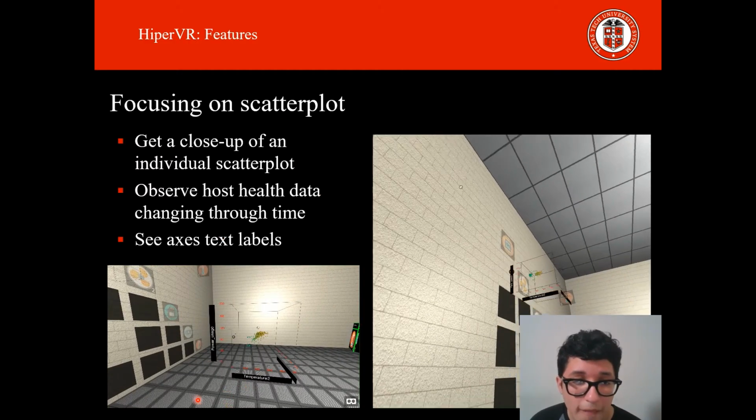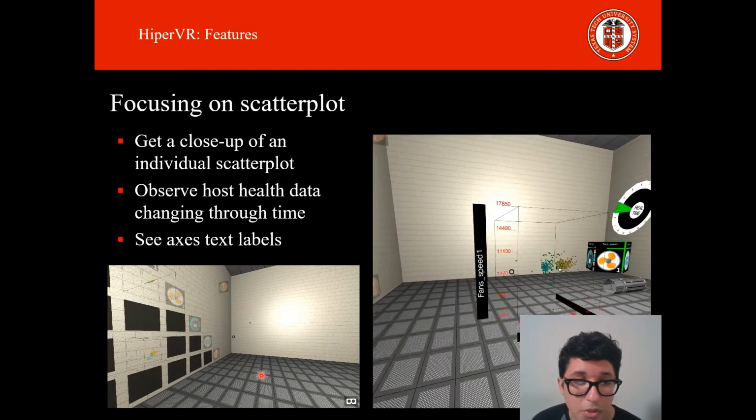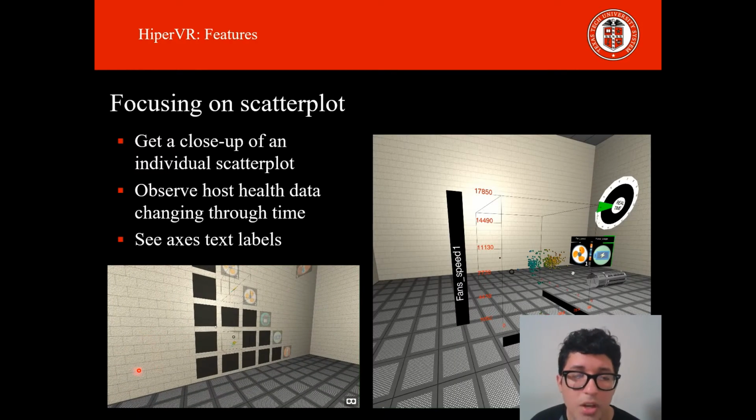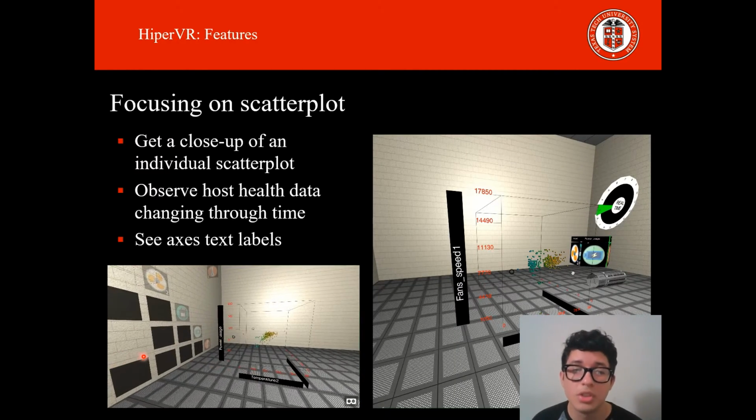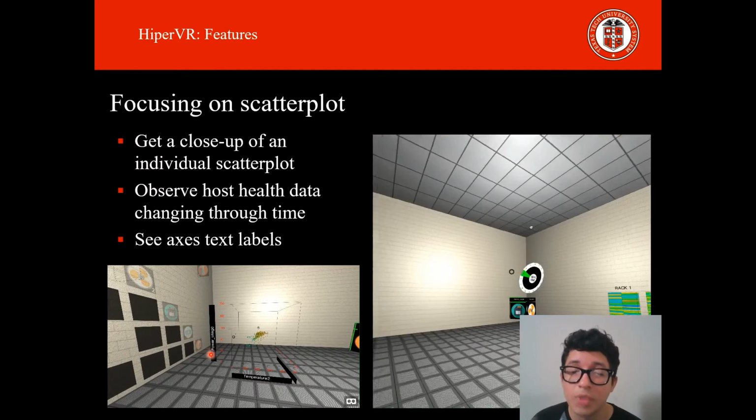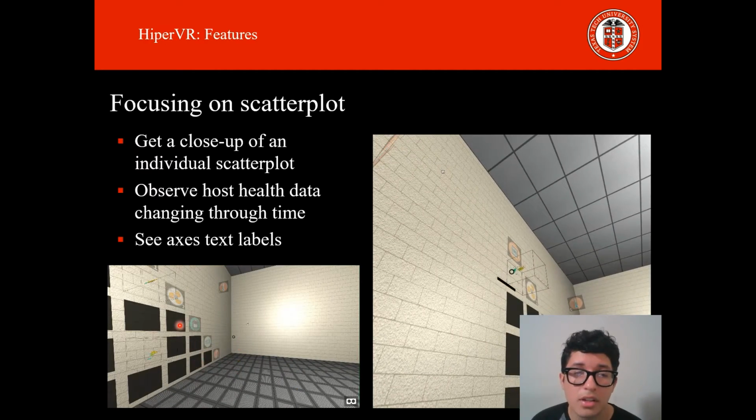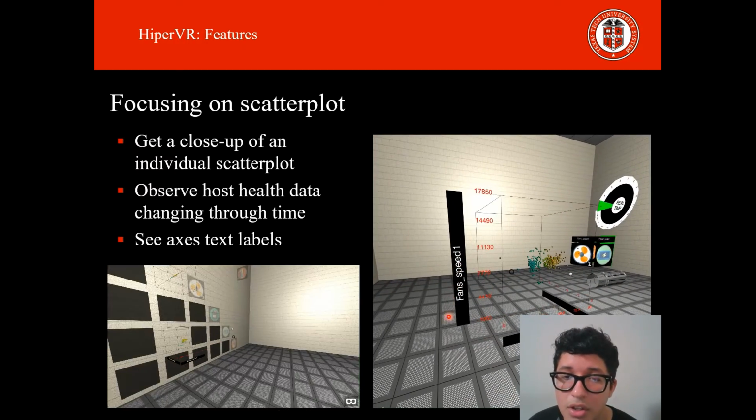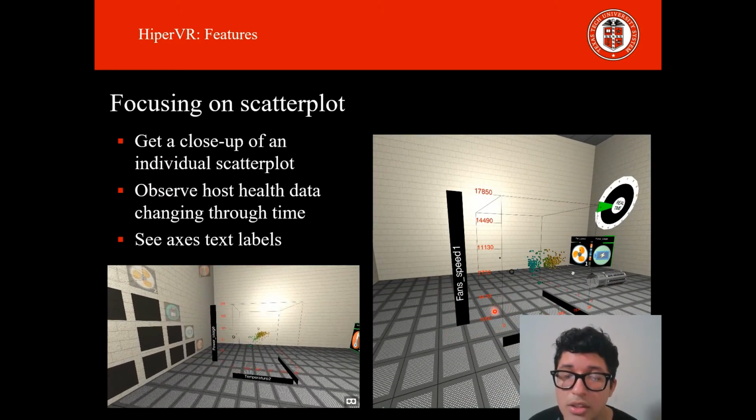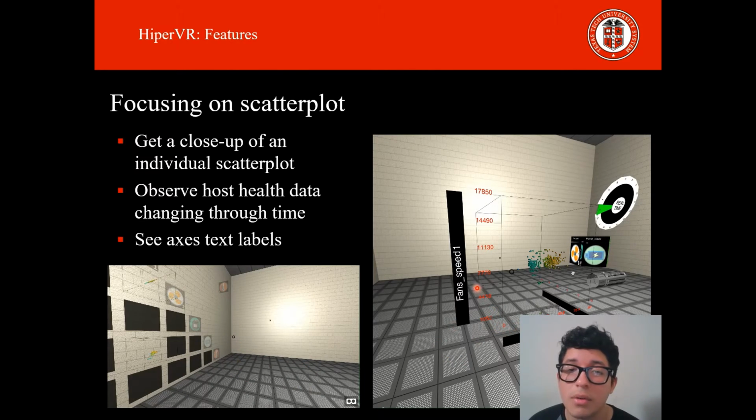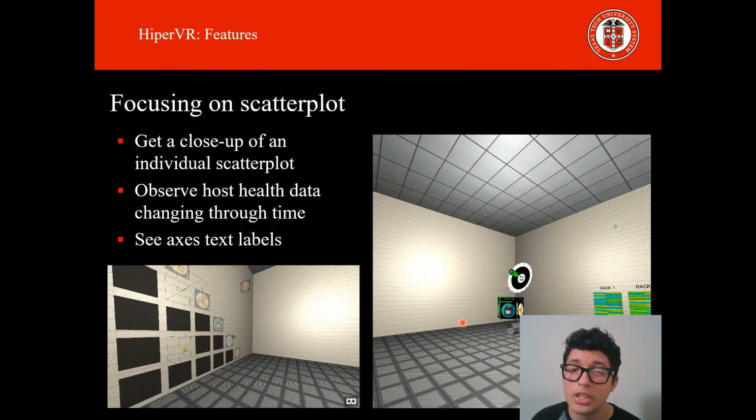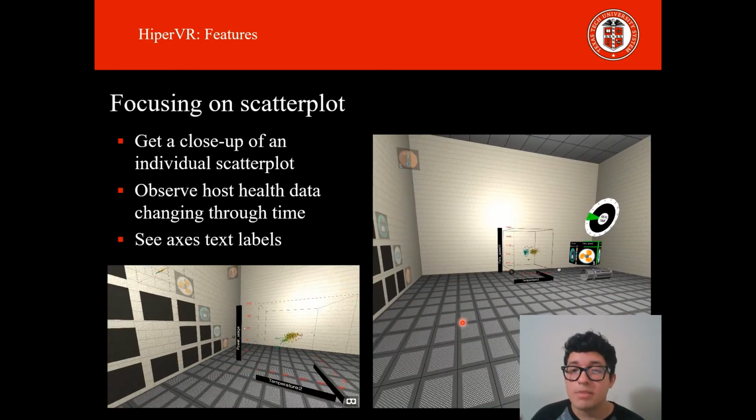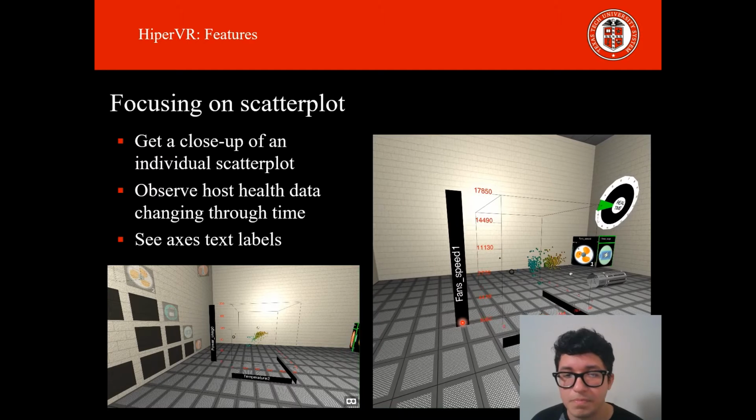As we saw in this picture right here, we're clicking on a scatterplot, and then it will come forward to the user and it will display the ranges and the axis labels. And on this one right here, we can see how each point is moving to the new timestamp information.